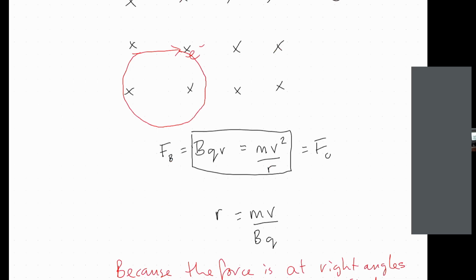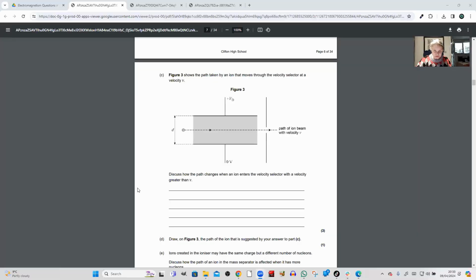I do want to talk about the velocity selector. I'm going to stop at this point because I've pulled up the velocity selector as a question. Has anybody got any questions about what I've done so far? If you have, now would be a good time to speak. Otherwise, what I'd like to do is to look at this question. You can see here, this is a velocity selector.